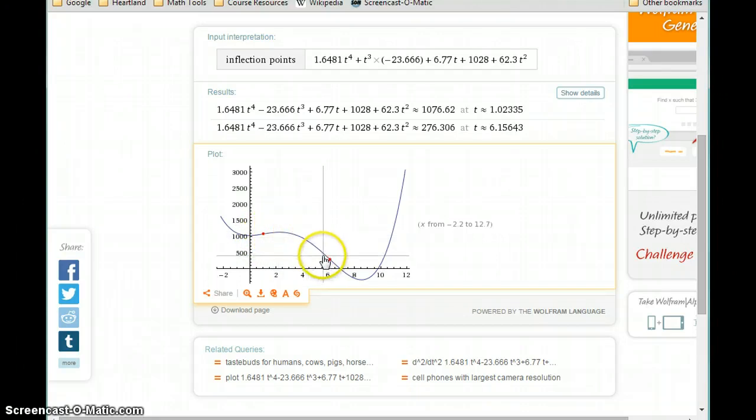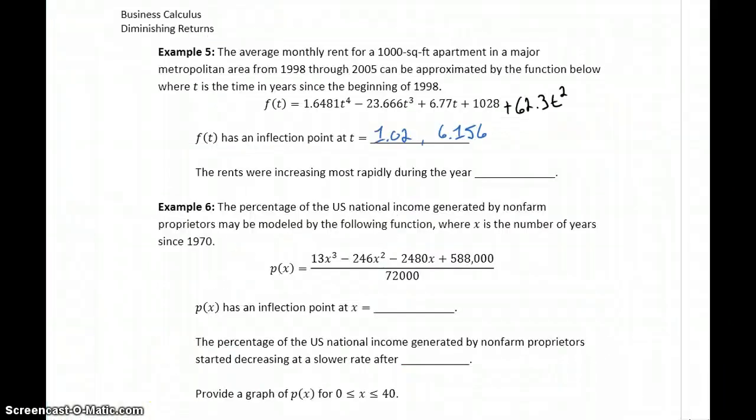At our other inflection point, we've already got values that were decreasing. So this value at 6, while it is an inflection point for the function, isn't that point where concavity changes from positive to negative. What we're interested in is this first point that occurs at t equals a little over 1. So rents were increasing most rapidly during the year 1, which means it's 1 year after 1998. So most rapidly in 1999.